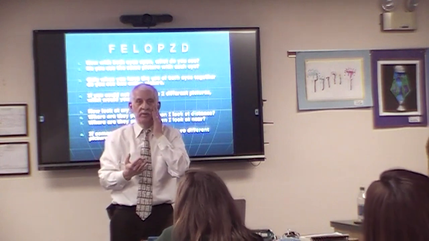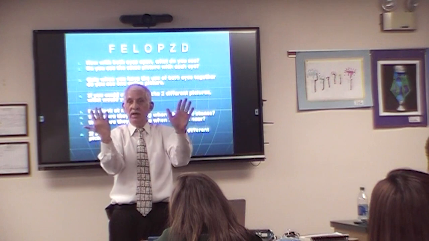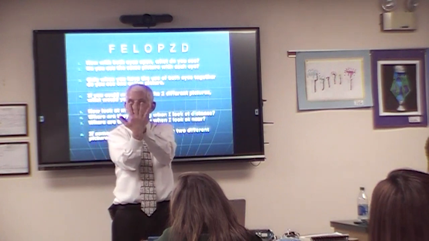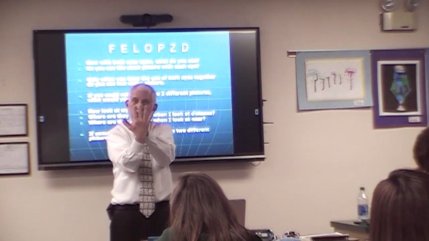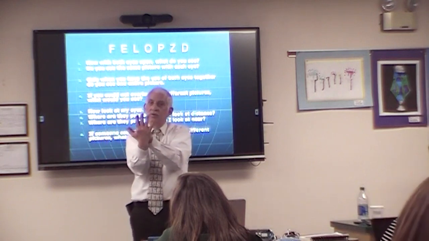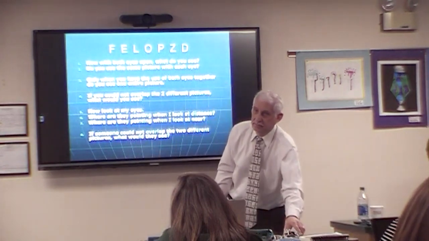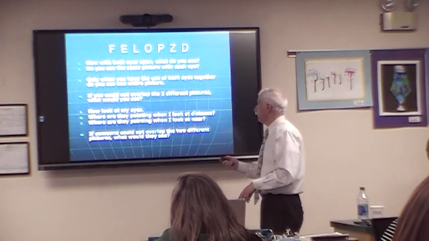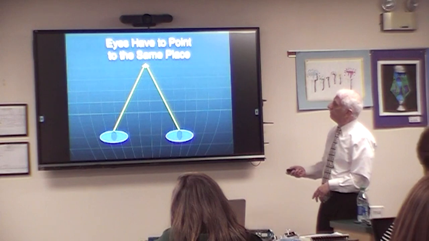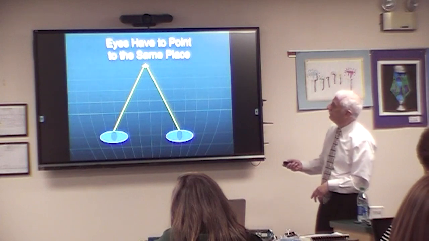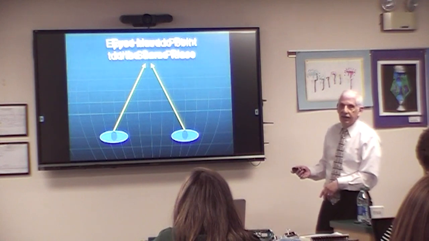So the point here is when I'm looking at things up close, I get one image from one eye, one image from the other eye, just like we did in that demonstration of distance. But at near, I have to be able to put the two together. I have to fuse these two images into one. And if I can't fuse these two images, it's literally confusing. Look over here. What does it say? Out loud. Eyes have to point to the same place. And when they don't, this is what happens.